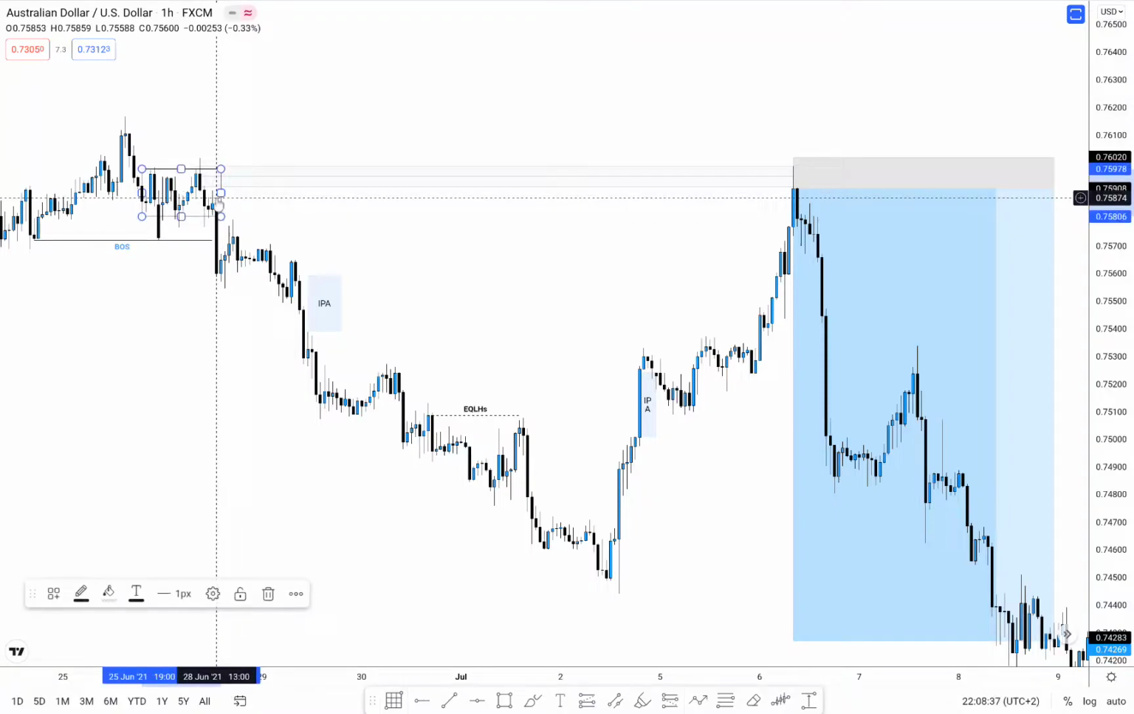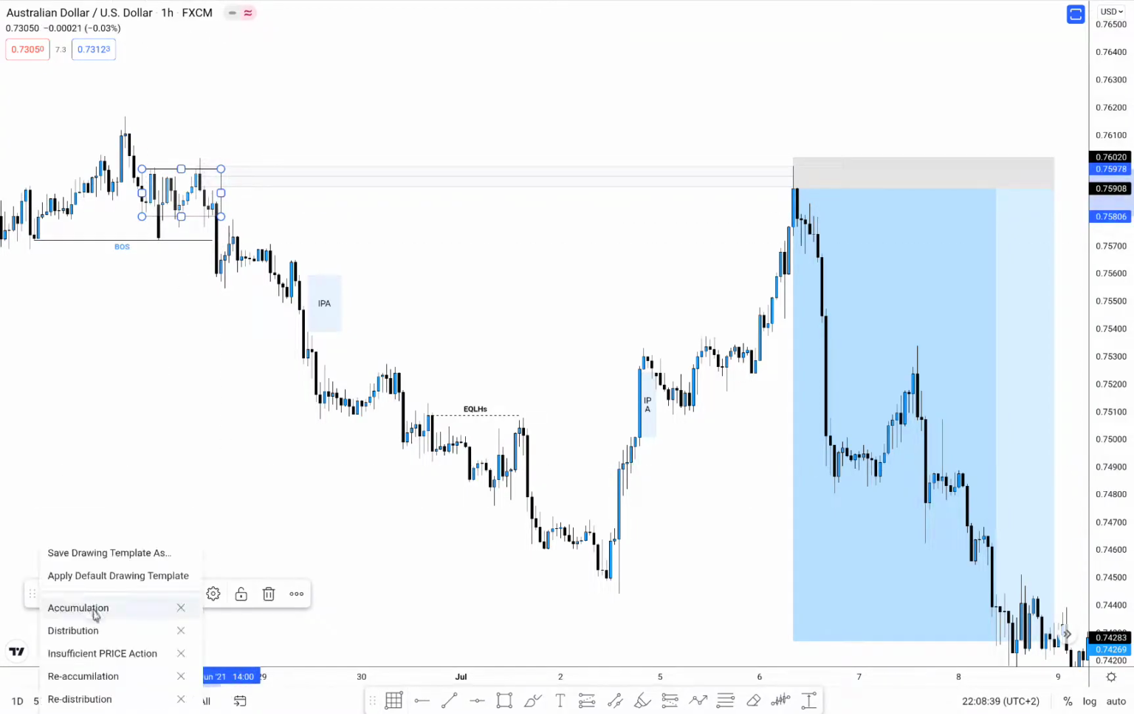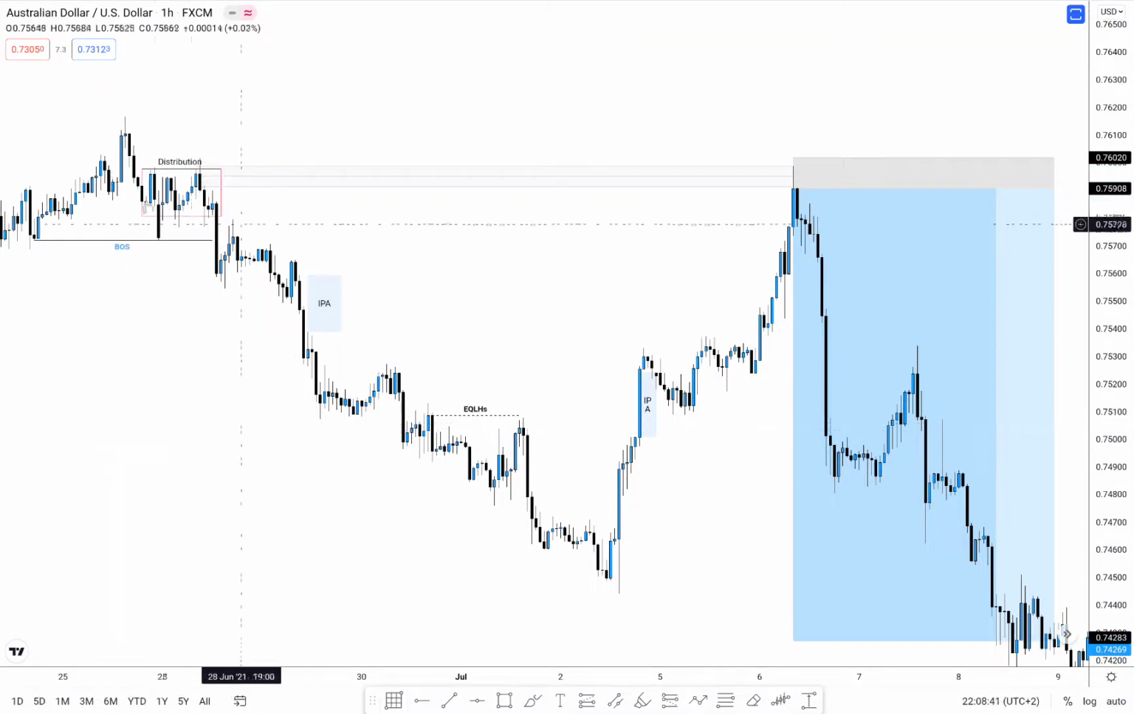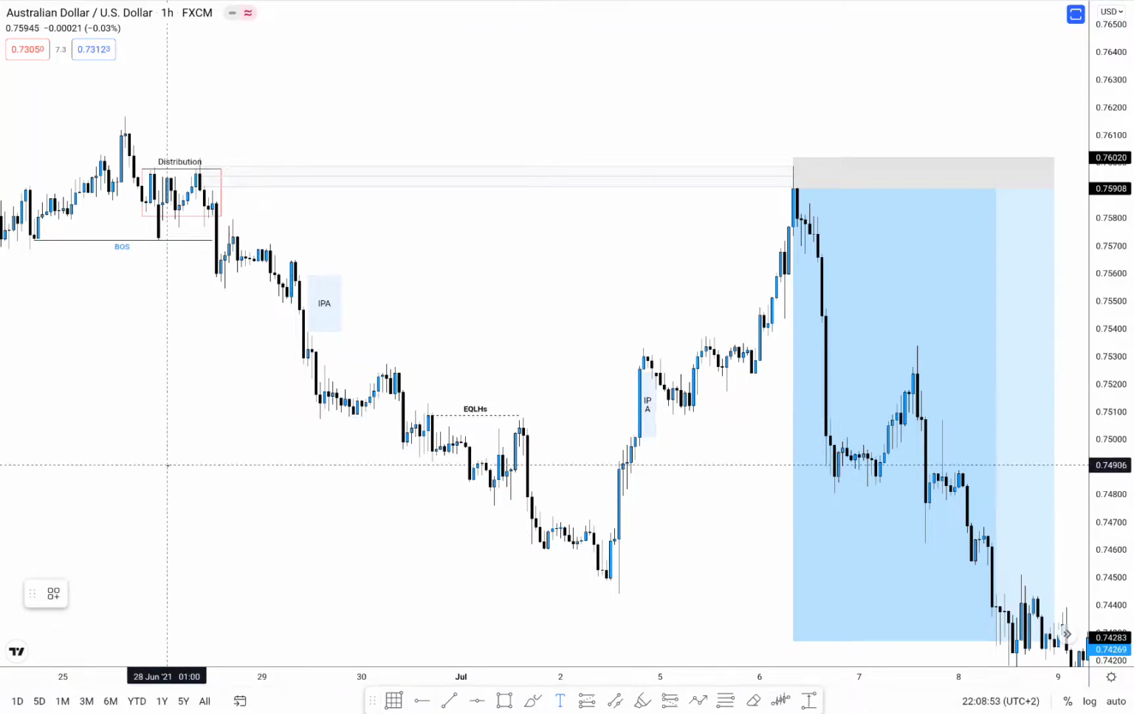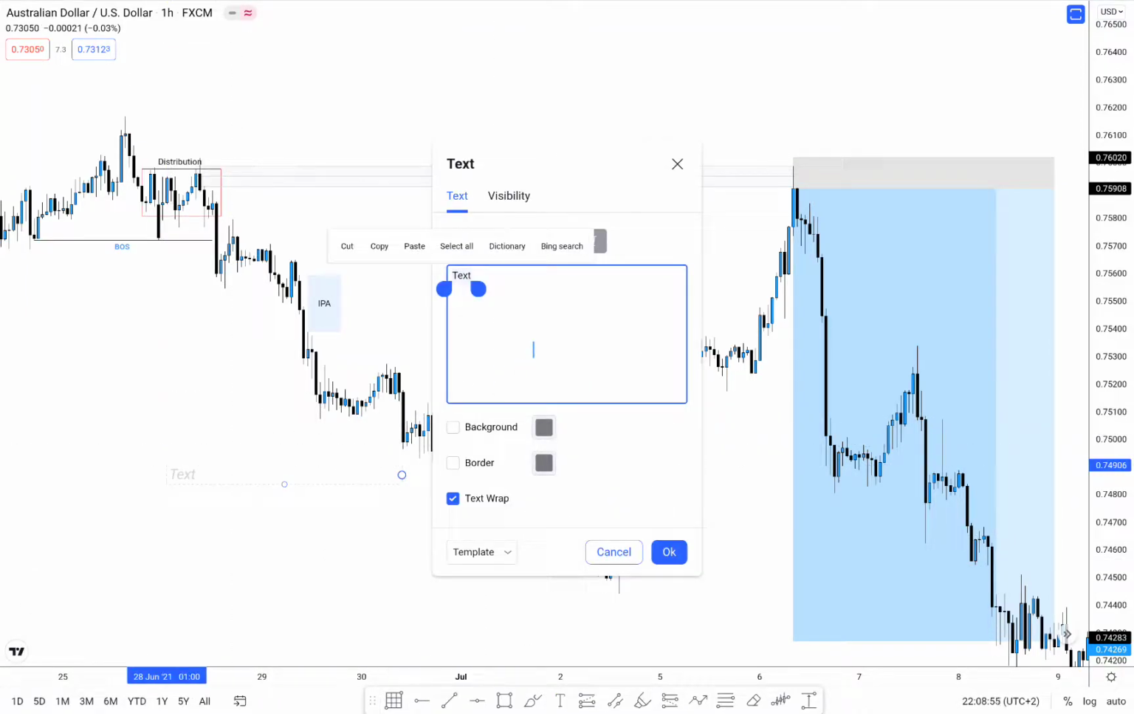You can see this one clearly. I can even mark it off as distribution right here, red. So we always look for that first expansion, right? The swing points. And then from there, we mark off our institutional candle in a supply zone. Let me just write that down for you. Supply zone.